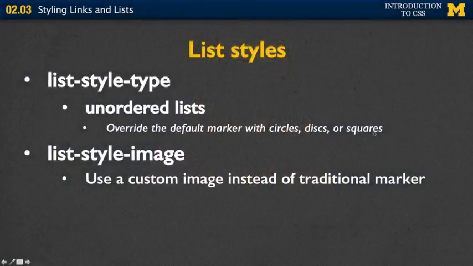When you do list style type for unordered lists, typically what you have, and it depends on your browser, is the little circle or the little disk. We can change that and put in exactly what you want. Another option that you can play with is getting rid of those default markers altogether and instead using a custom image instead of that traditional marker.